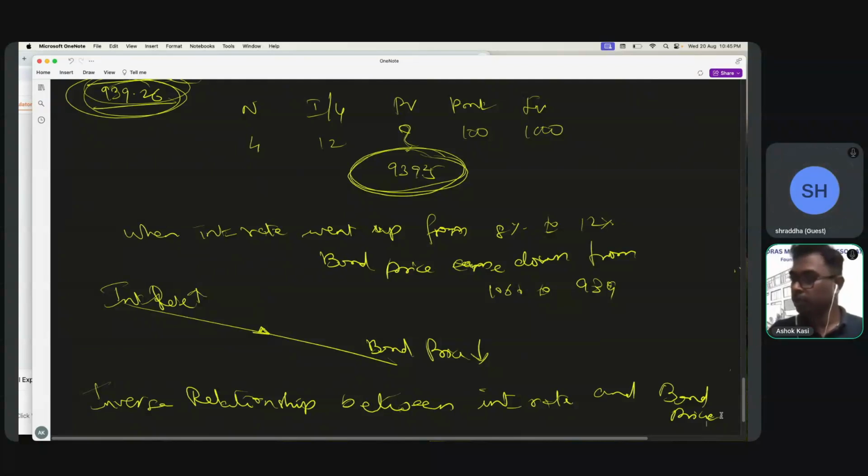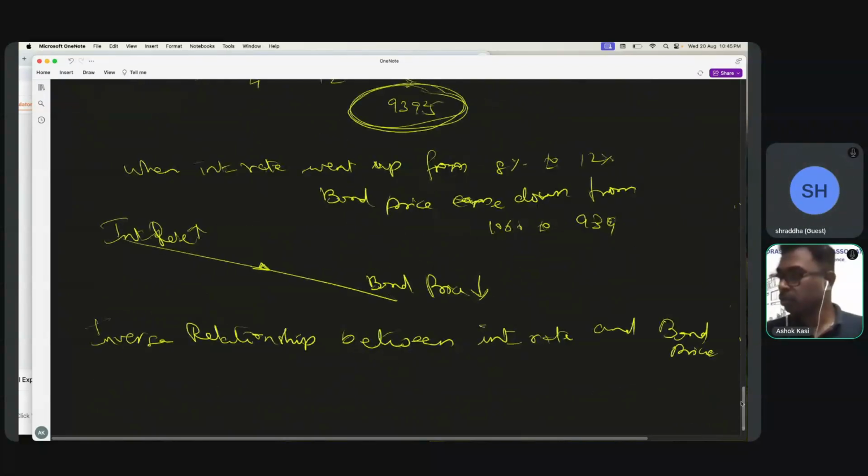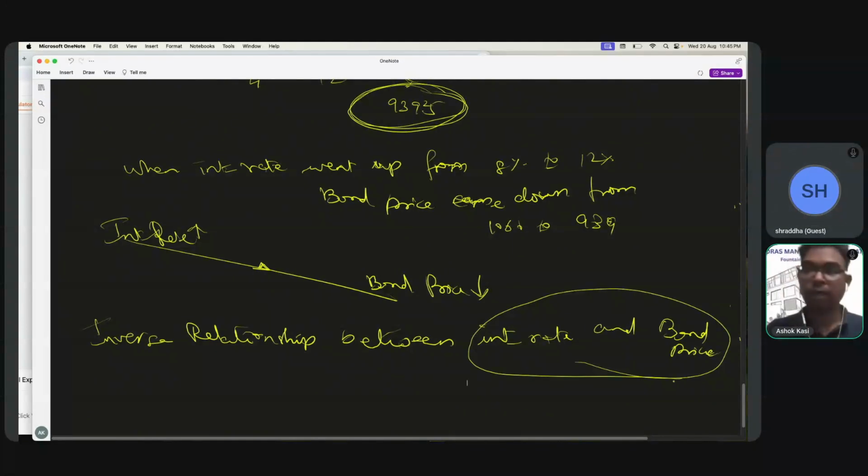Fine. What are we learning now? That based on interest rate, how the prices are moving. So it is not only about finding the value of a bond. It is also, beyond that, the analysis of the movement of bond price.